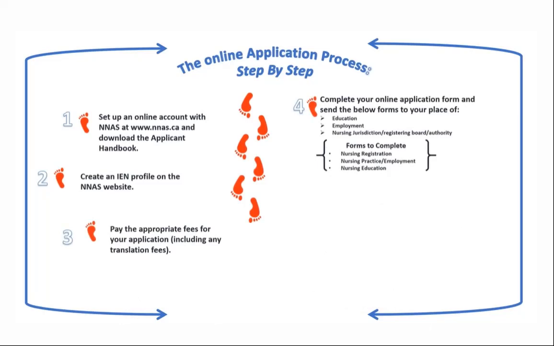There are three main forms that you're going to be printing out. The first is the education form, the employment form, and the nursing jurisdiction registration form. The forms that you're going to have the primary sources, that is your nursing school, the licensing authority, or any former practice employer, complete and send directly to NNAS.